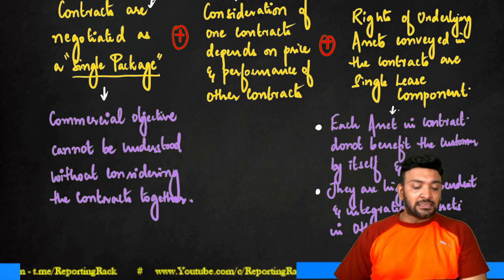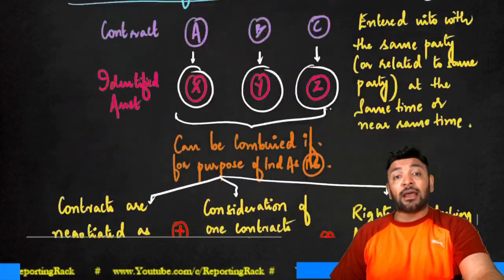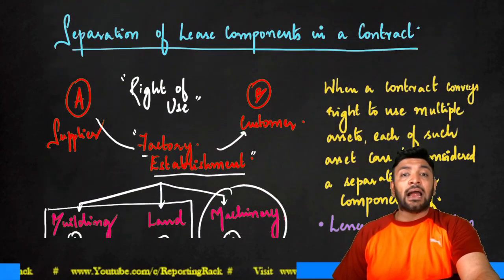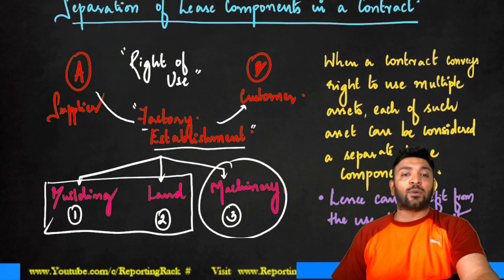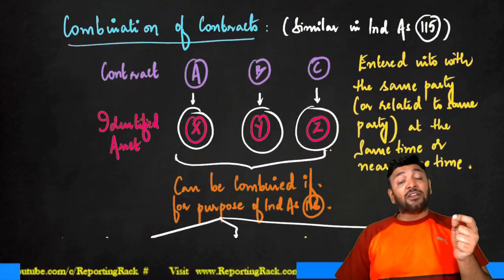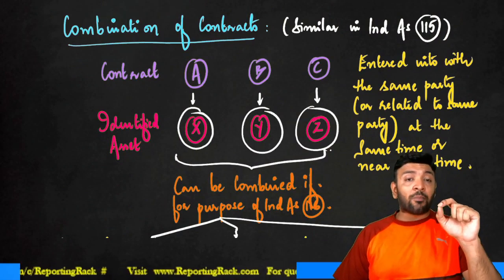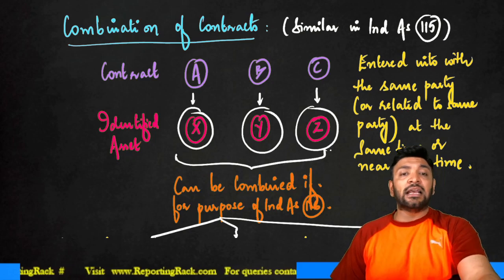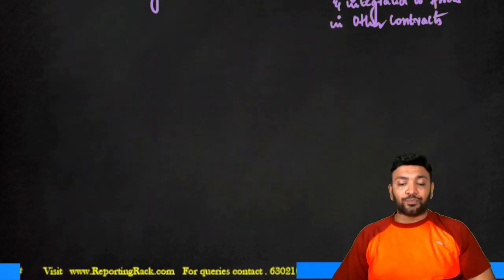So we have seen two things so far. One, we have seen where multiple assets are given in a contract and each of those components can be considered as a separate lease as per IND AS 116. And we have seen where different contracts are written for different assets, but all those components have to be treated as a single lease component under IND AS 116. So we have seen and discussed these two.